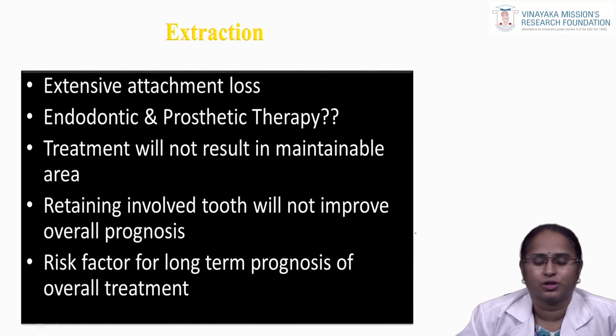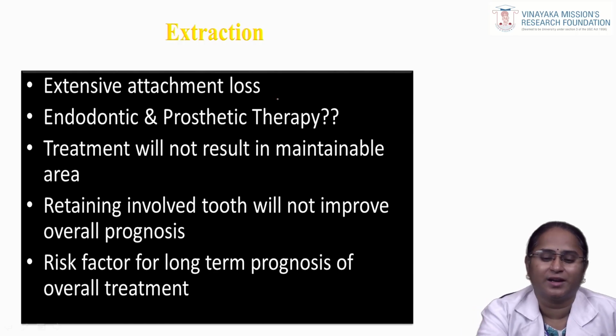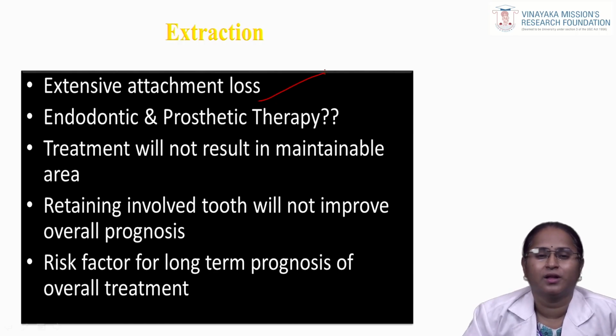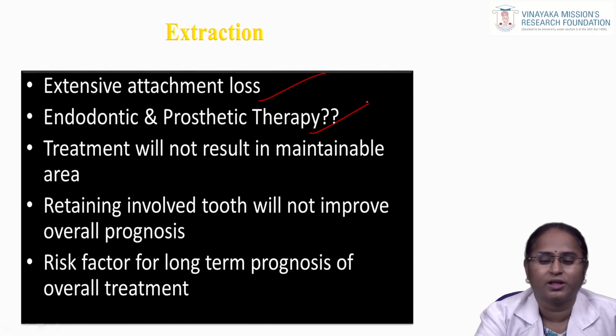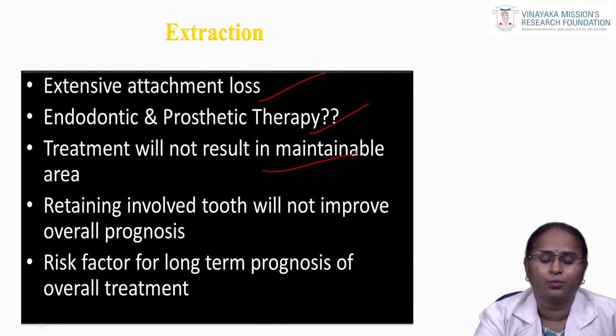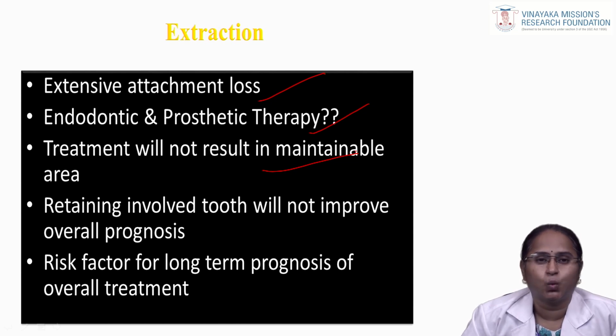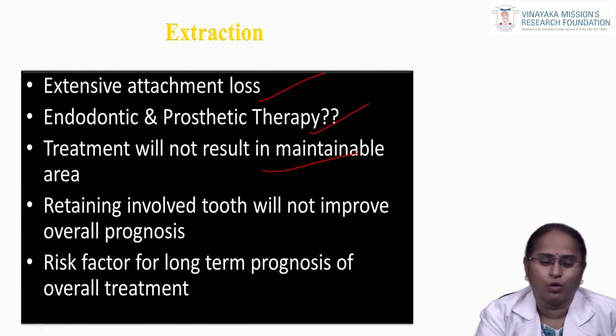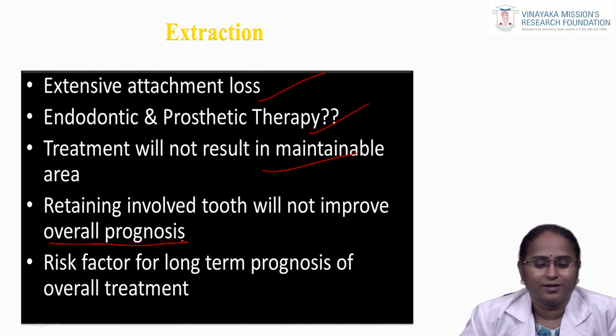Coming to extraction, that is, whenever we have to decide which tooth has to be extracted when there is a furcation involvement. Whenever there is extensive attachment loss, or endodontic or prosthetic therapy is questionable, or treatment will not result in a maintainable area, and retaining the involved tooth will not improve the overall prognosis and is a risk factor for the long term prognosis of the overall treatment. These are the conditions in which we decide on extraction.